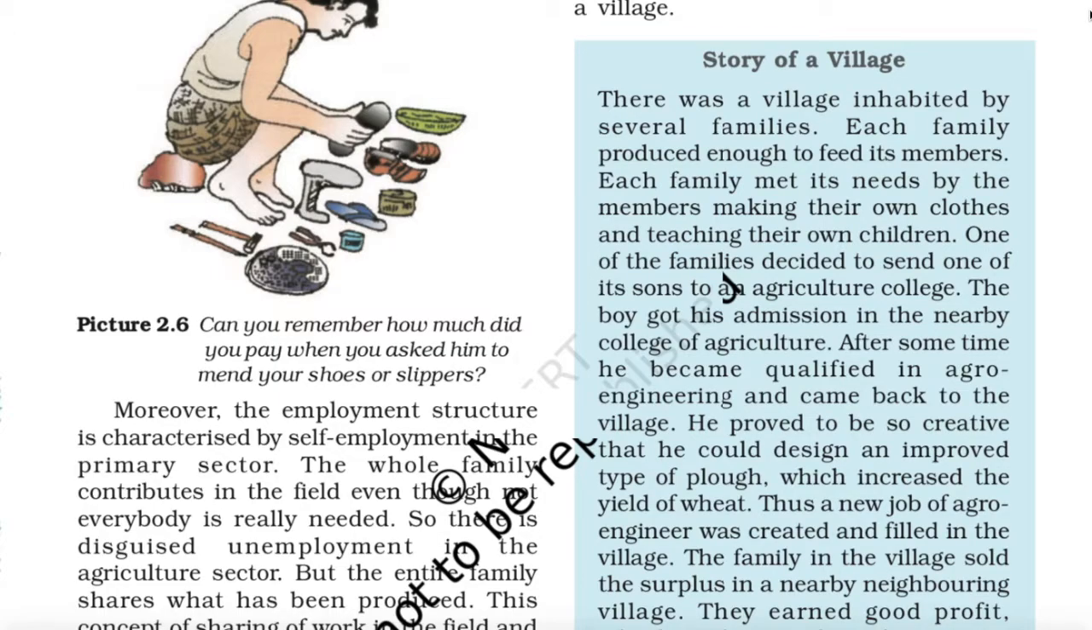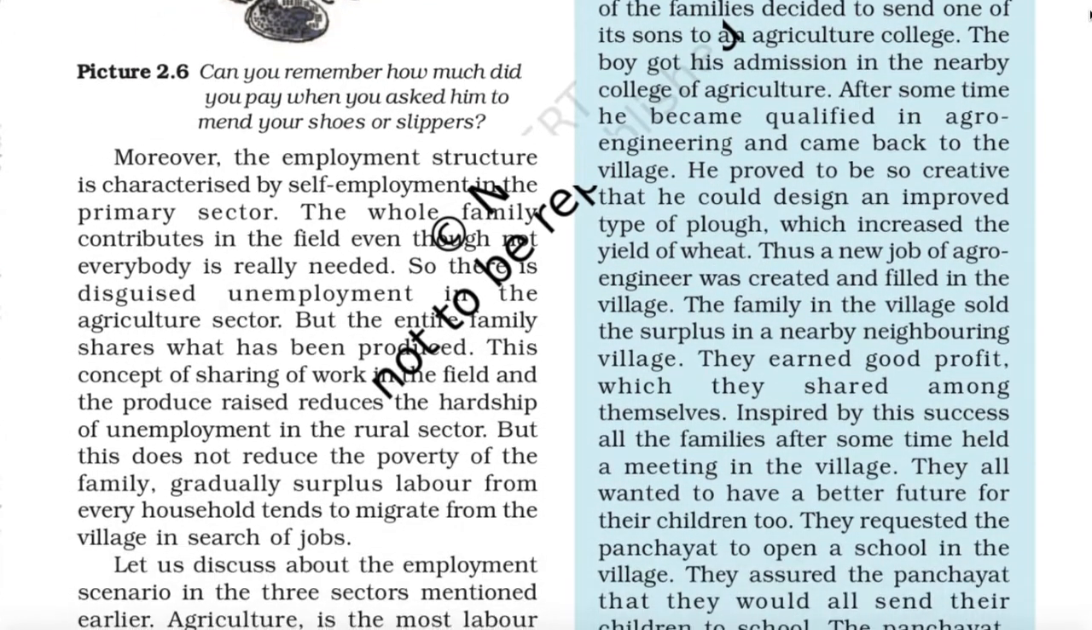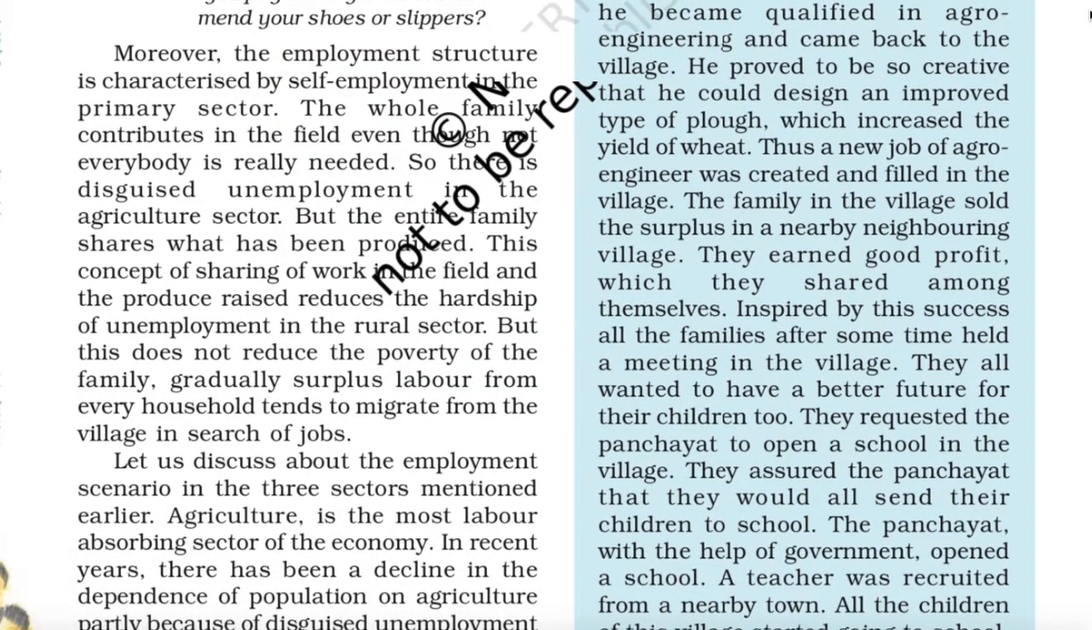He proved to be so creative that he could design an improved type of plough which increased the yield of wheat. Thus, a new job of agro-engineer was created and filled in the village. The family in the village sold the surplus in a nearby neighboring village. They earned good profit, which they shared among themselves. Inspired by this success, all the families after some time held a meeting in the village. They all wanted to have a better future for their children too.